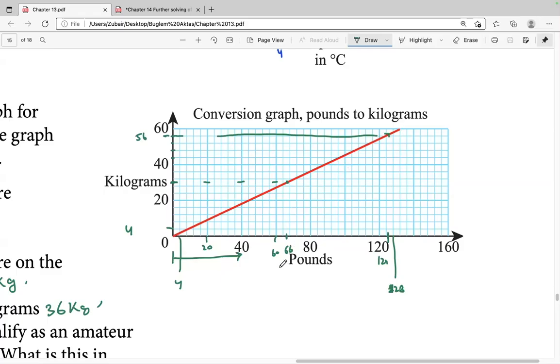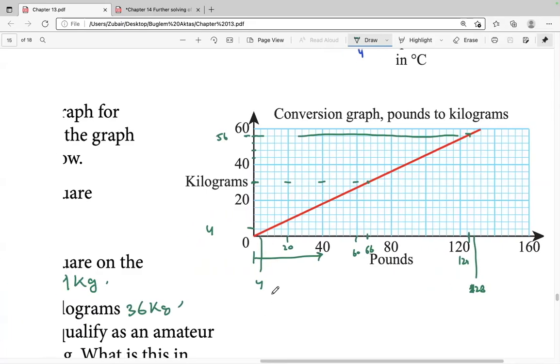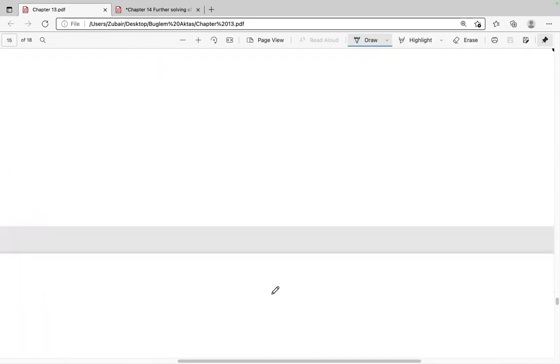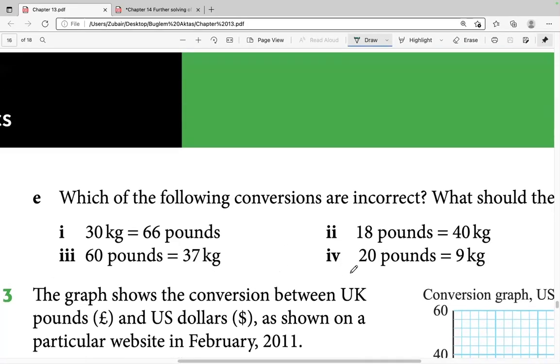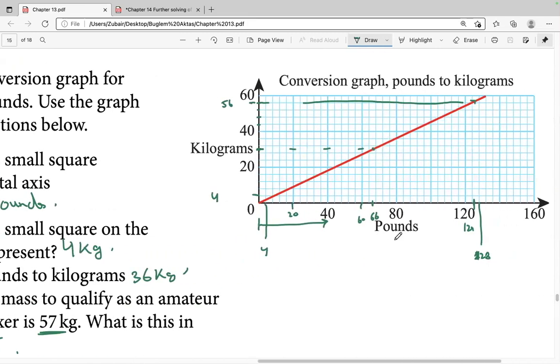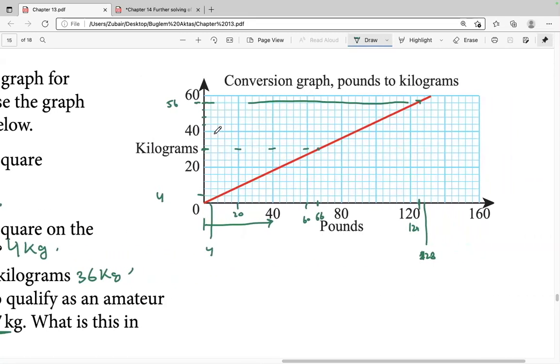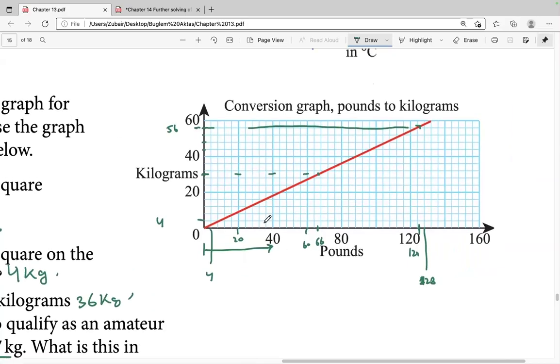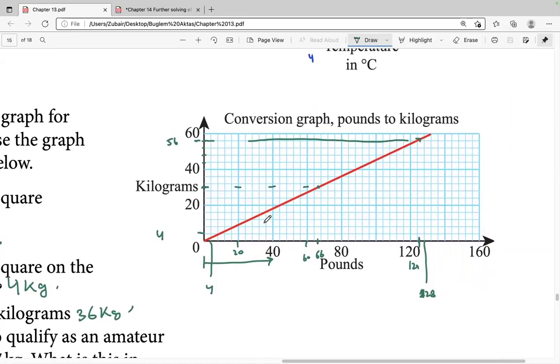So it's true. So are you getting it? Everything is a reading of the graph. This topic is just reading the graphs correctly. The second says 18 pounds equals 40 kg. No, this is clearly wrong. Now we have to correct it.